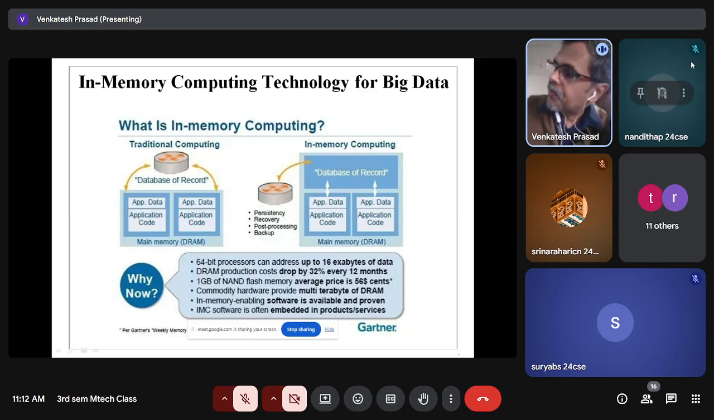Anybody used Spark or heard about Spark technology in big data or anywhere? Spark framework. Those who did big data in UG would have heard about it or studied about Spark. Nobody wants to say anything.